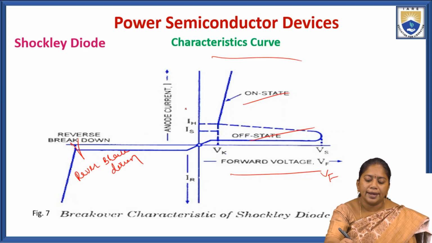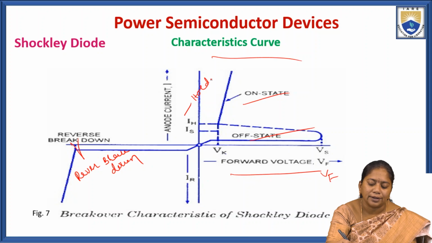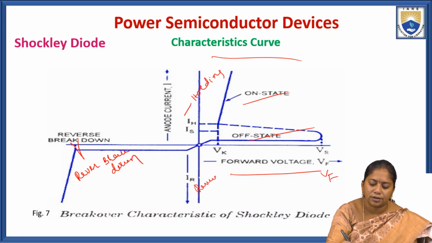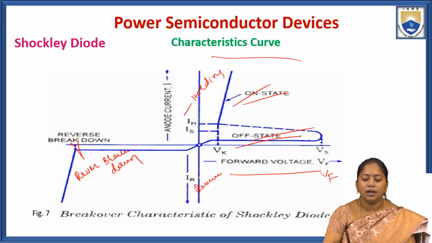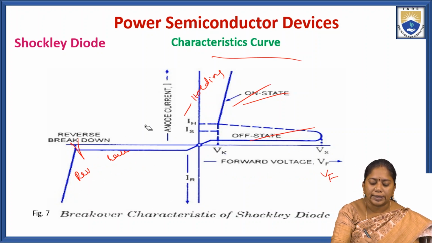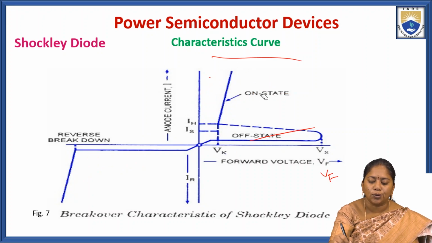IH is the holding current. IR is the reverse current. So this is the on state, and this is the off state. This is the breakover characteristics of the Shockley diode.